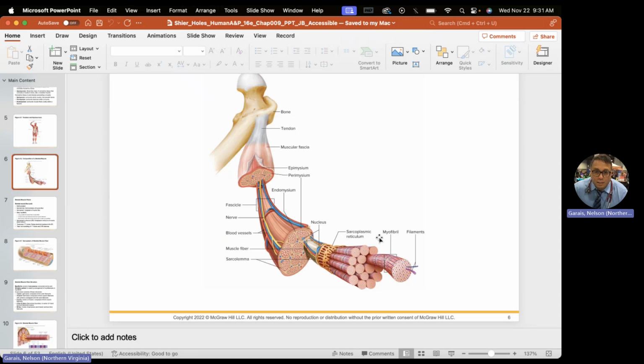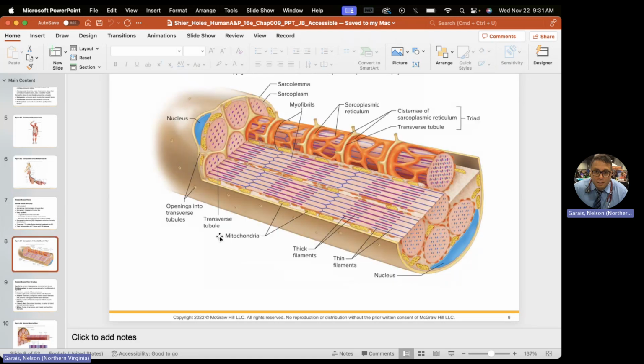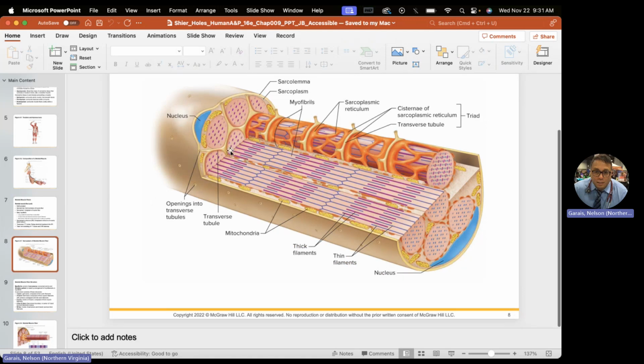Here's a deeper view of this picture. They're looking at the level of the myofibril, which is here. All right, and you can see the T tubules. They're here, transverse tubules. They'll connect the sarcolemma to the nervous system, because that's very important, because the nerve has to send the electrical signal to let go of the calcium so that the muscle can contract.